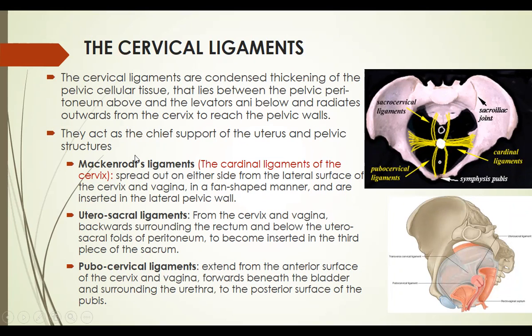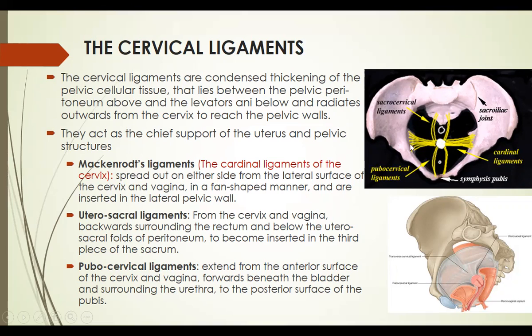Which are those? One is called the Mackenrodt's, the cardinal ligament of the cervix, spread out on the lateral side. On either side, this is called the cardinal ligament, which is pulling from either side. Then in the front we have the pubocervical. This is the pubis, attached to the cervix, so it is called pubocervical. Behind we have the uterosacral ligament, which is attached to the sacrum, and in the front it is attached to the uterus. So uterosacral, pubocervical, and the cardinal ligaments.